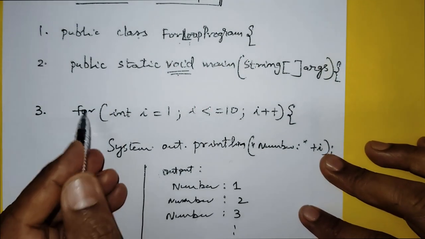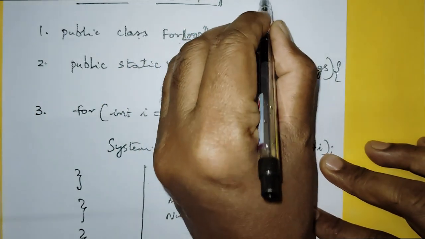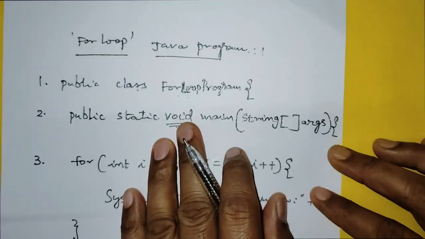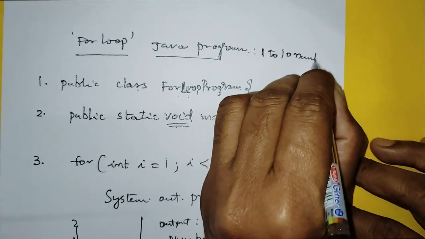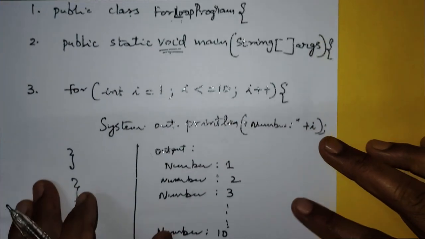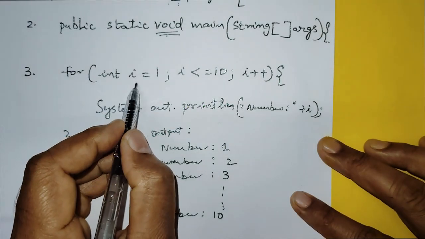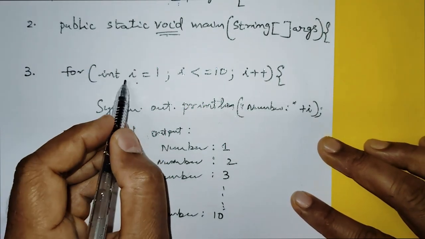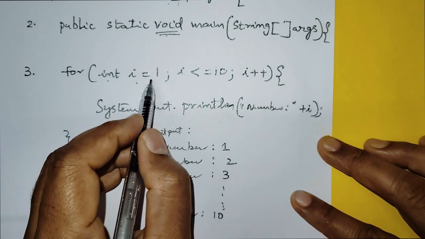In step 3, here we are going to print 1 to 10 numbers using for loop. I am going to use for loop. How will it become 1 to 10? Int stands for integer. It is one of the data types: int, float, etc. Int i equal to 1.